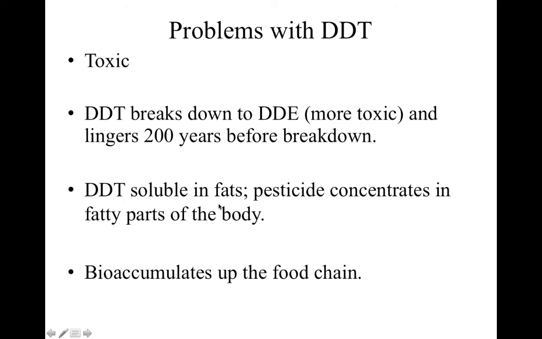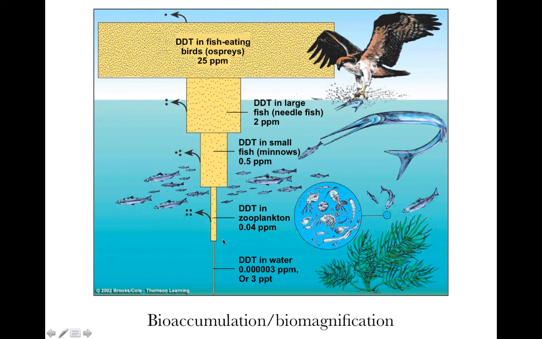DDT is soluble in fat, and that means that in your body, like we said, the fatty tissue will store the pesticide, and once things that are foreign to your body get stored in the fat, they stay there forever, and it will concentrate there over time, and it bioaccumulates as it goes up through the food chain. The next slide will show an example of how the DDT bioaccumulated. It's called bioaccumulation or biomagnification, and here's how it worked.